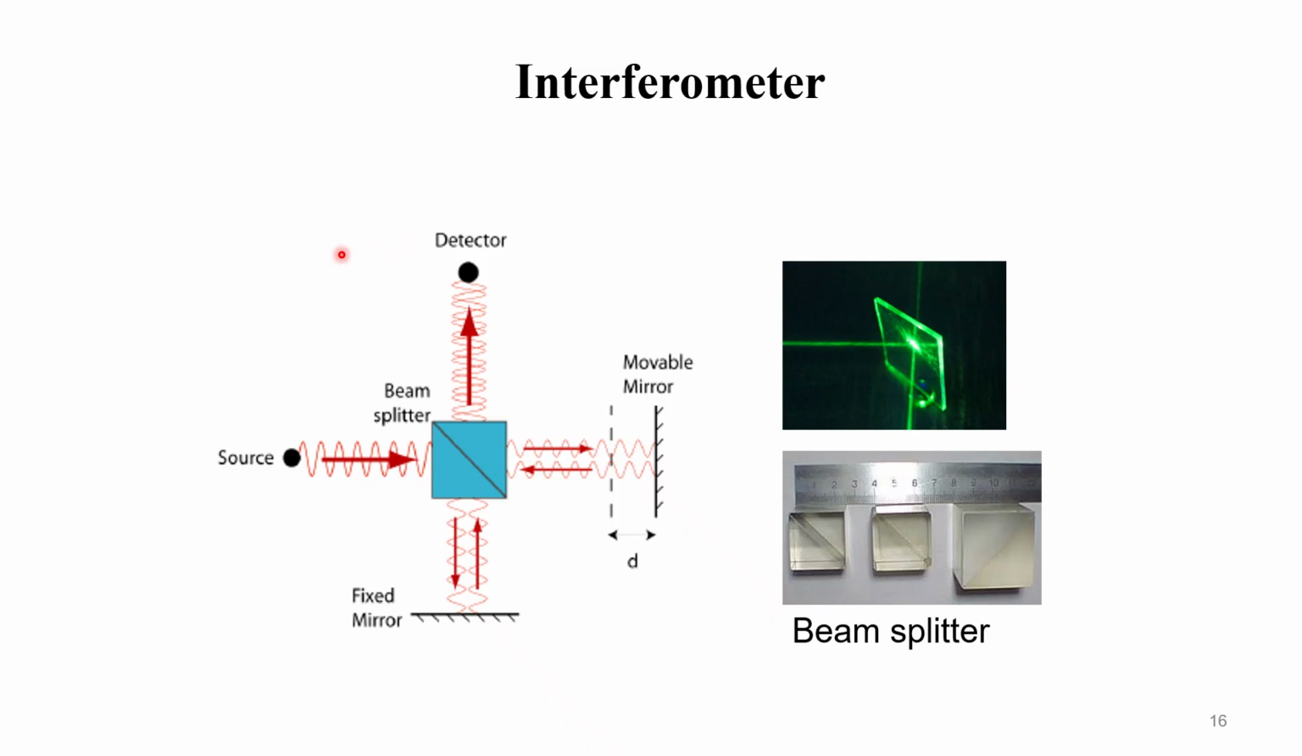So this is the setup of an interferometer with a light source, a beam splitter, two mirrors, a detector, and there is a sample compartment which will be located somewhere here. A beam splitter is an optical device that splits a beam of light in two. So the light will come from the light source and be split by the beam splitter into two directions. One is towards the fixed mirror, and the other will be transmitted through the beam splitter to a movable mirror.